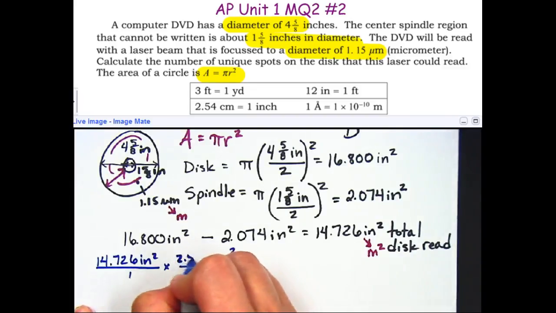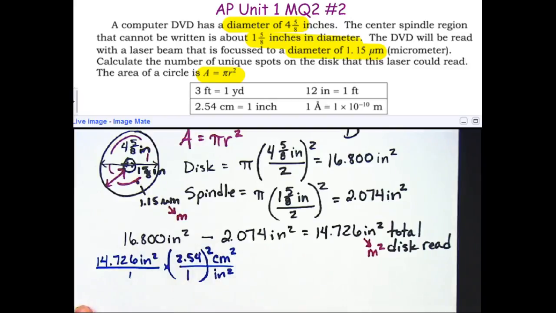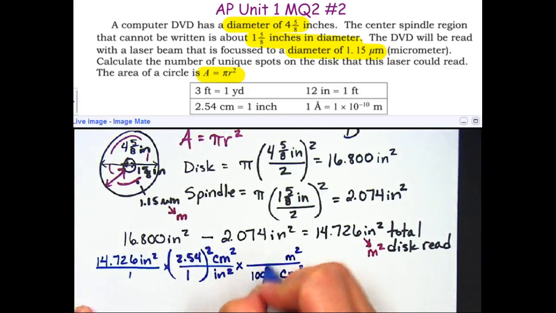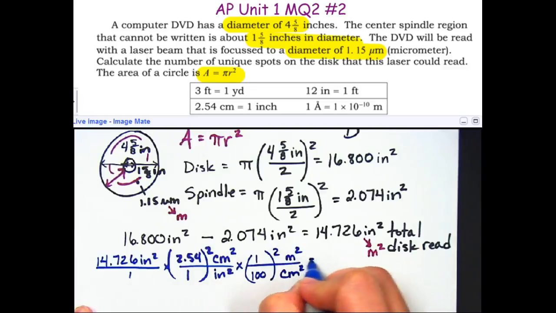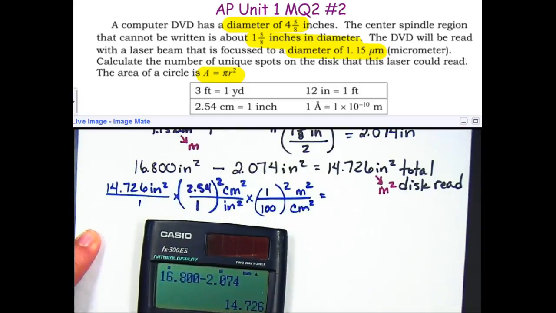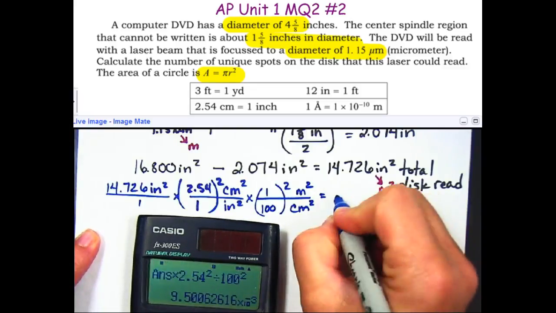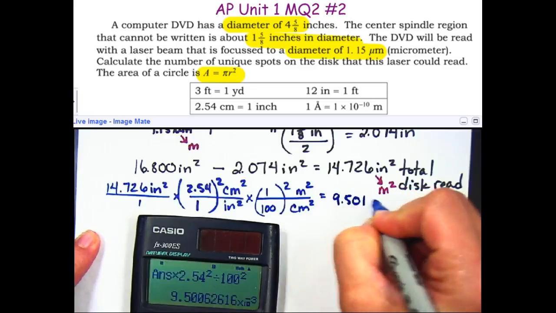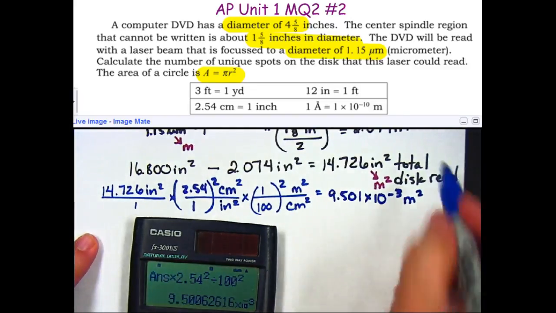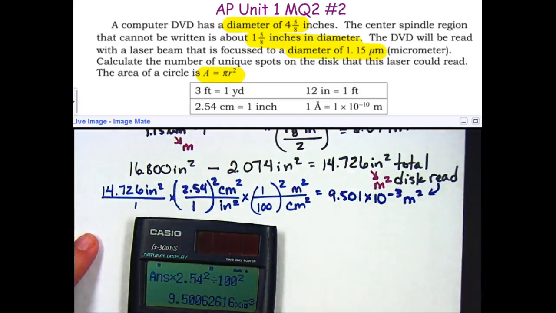1 inch equals 2.54 centimeters. That's going to have to get squared. Times, and we're going to go from square centimeters to square meters. 100 centimeters equals 1 meter, and we'll have to square that value as well. So we're going to get 14.726 times 2.54 squared divided by 100 squared, and that's going to equal 9.501 times 10 to the negative 3 meters squared. And that is going to be the total area of my disc being read.